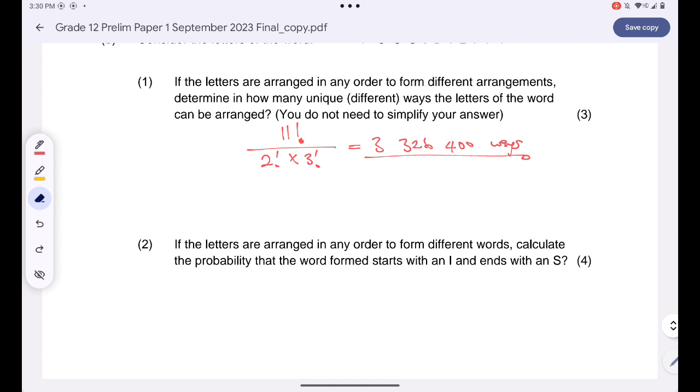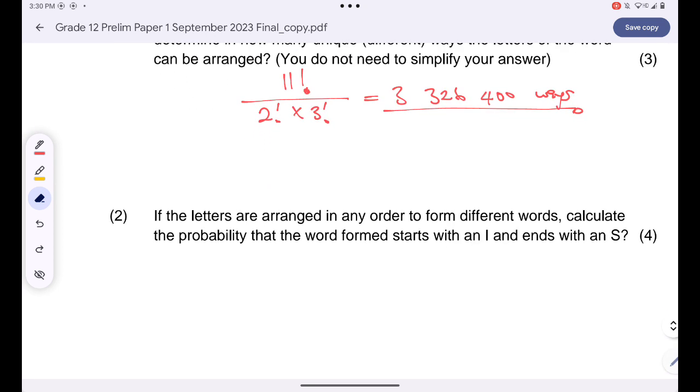Okay. And then now we are told that if the letters are arranged in any order to form different words, calculate the probability that the word formed starts with an I and ends with an S.